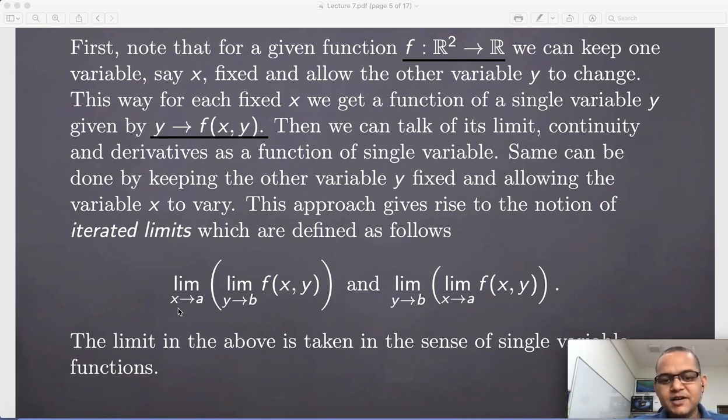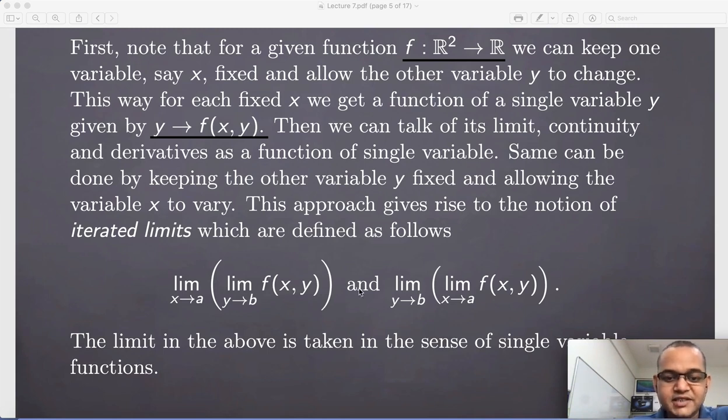Now I could have done this the other way around also. I could have taken the limit with respect to x first and then y later. And when you have three variables, x, y and z, when you freeze two variables, that will give you a function of the third variable. That is how you have to do it.